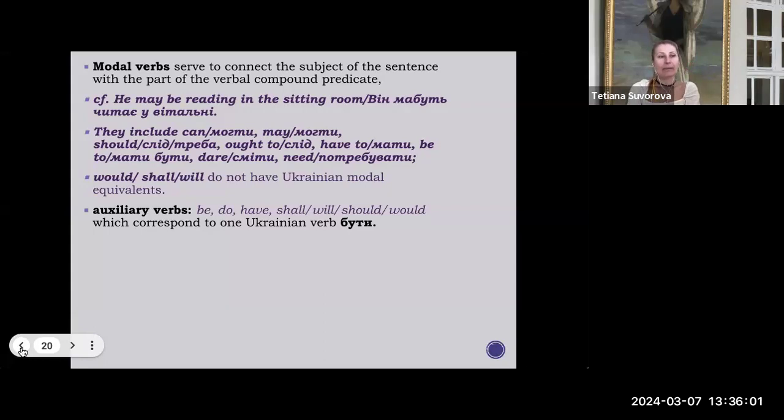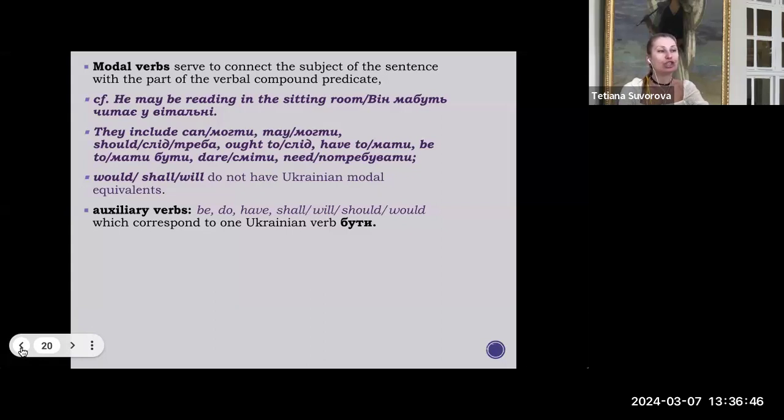Have to, мати, зробити, like obligation from the circumstances, yeah, from outside. Be to, again, but it is more about orders. Yes, I am to be at the meeting. Я повинна бути на зустрічі. It's like my professional instruction, so it's obligatory. It's like an order for me because I work and should be able to perform my professional functions, yeah?